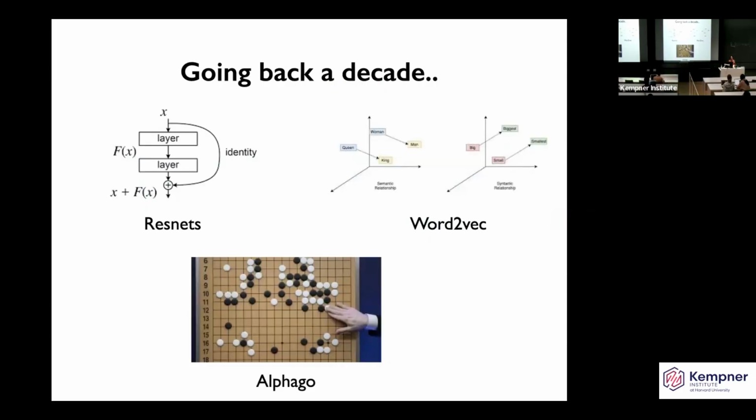I remember being a young assistant professor at the time. So what was happening in 2015? Well, in 2015, if you remember, ResNets had probably just come out. Word2Vec was maybe a couple of years old by then. And there was AlphaGo, and there was a lot of excitement in machine learning, a lot of excitement in deep learning, the neural networks were coming up.